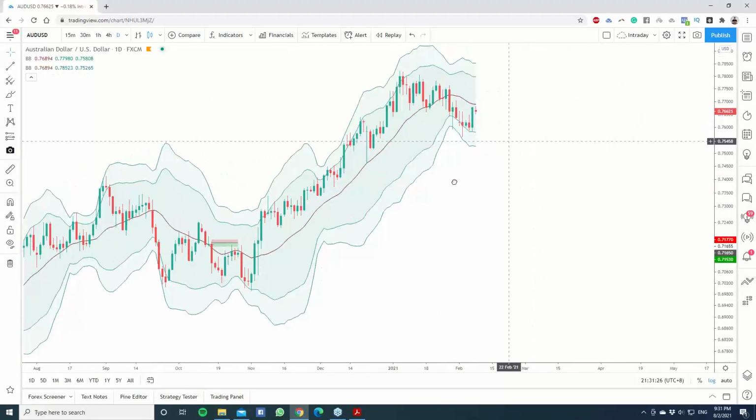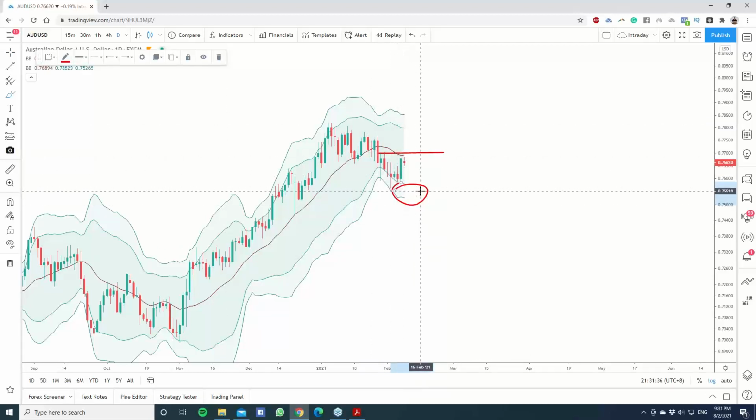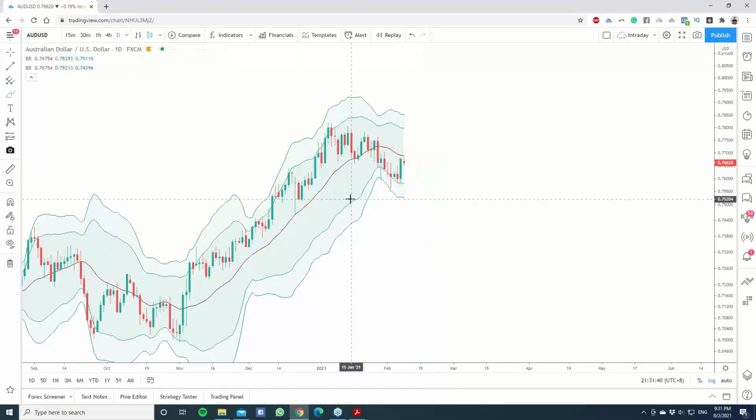So this one here, again, nothing as of now. Because you can see it's going sideways, but you do not have an outer band. Price never really closed at the outer band, so you do not have a signal.